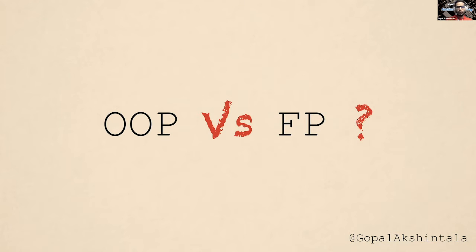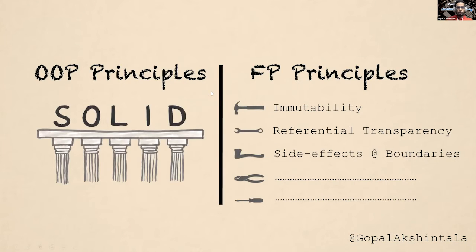So let's try to understand what OOPS is and what FP is. OOPS can be put into the SOLID principles that Uncle Bob has predominantly laid out. And FP talks about immutability, referential transparency, side effects, etc. I don't see any exclusivity between these principles, and I totally agree that both can be used together. Unfortunately, we can't talk about all these principles. There are a lot of blog posts, books, etc. that you can go and refer to.